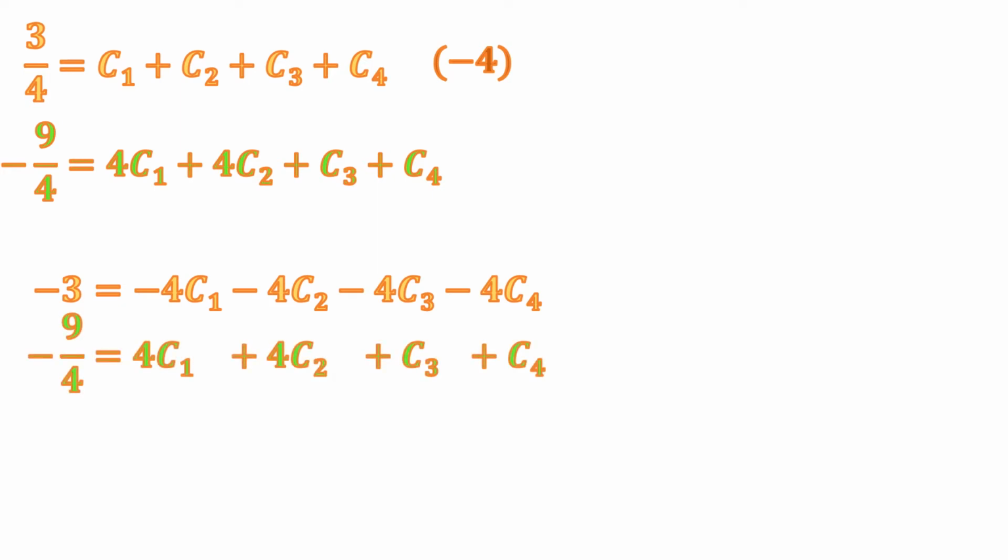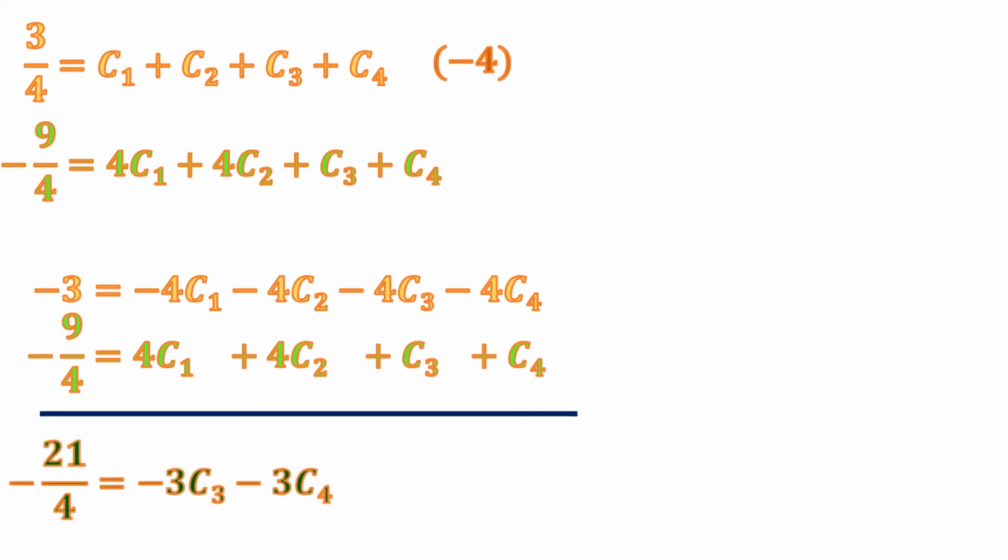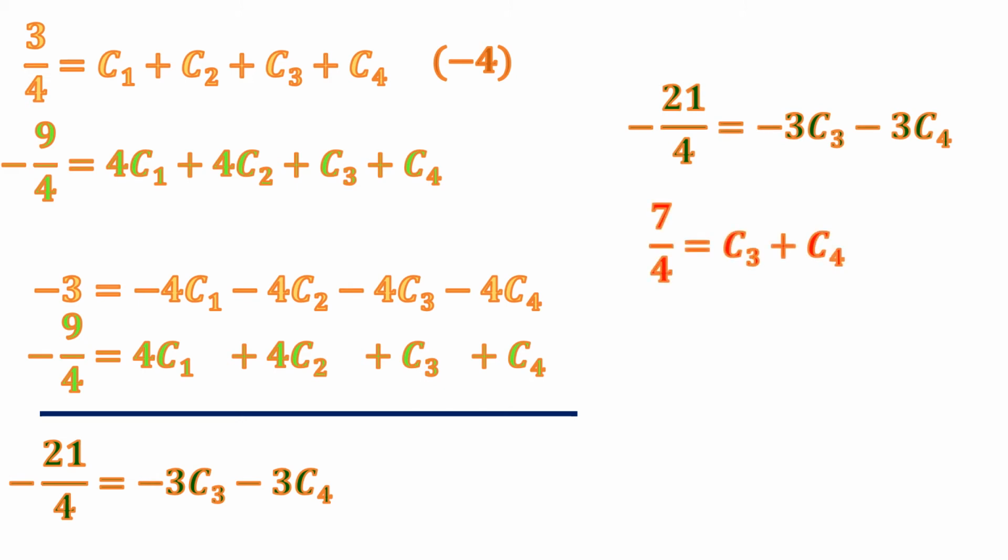So let's copy the green equation and then combine. If you combine negative 3 and negative 9 fourths, it will be negative 21 fourths. And if you combine the c1s and the c2s, it will be 0. And combining negative 4 c3 and c3 will be negative 3 c3. Also negative 4 c4 and c4 will be negative 3 c4. So let us reduce this. Divide all by negative 3, it will be positive 7 fourths equals c3 plus c4.